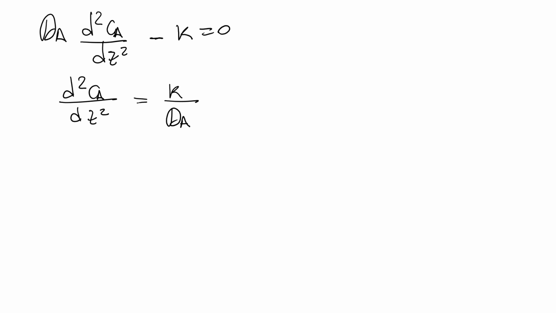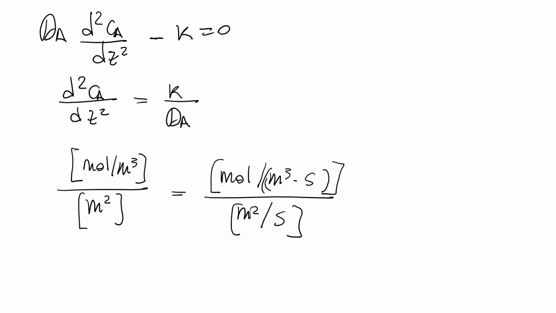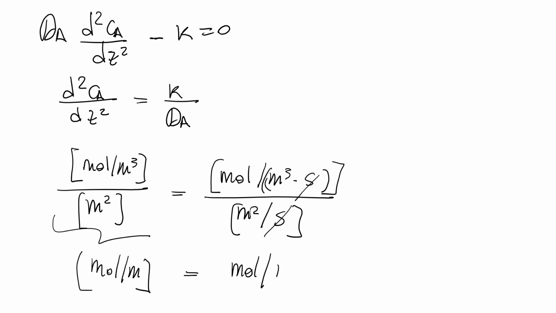Let's quickly check our units to see if we did anything wrong. This is always a good habit. So this is moles per meter cubed divided by meter squared, needs to equal, this is moles per meter cubed per second divided by meter squared per second. Okay, this is our diffusivity units, so it's length squared per second. So let's see if these units cancel out. Second and second cancel out, and here we're left with moles per meter needs to equal, and here too we have moles per meter. So this is good.